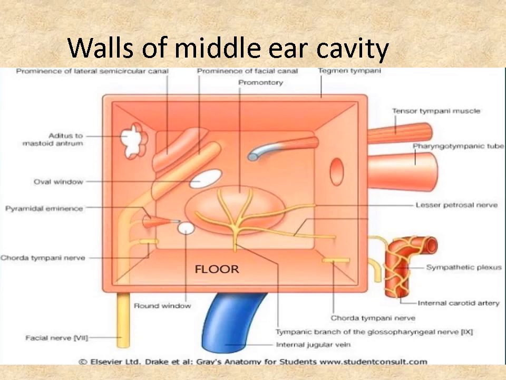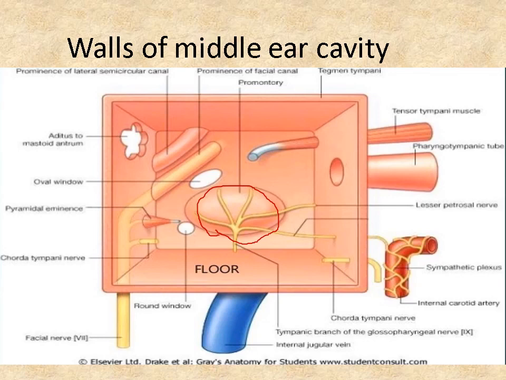What about the medial wall? The medial wall is the most important. The medial wall shows, first of all, the promontory. Here, this central rounded bulge called the promontory. What is the promontory? This is a bulge caused by the first turn of the cochlea. And the medial wall separates the middle ear cavity from the inner ear. So the promontory is a central rounded bulge that is caused by the first turn of the cochlea.